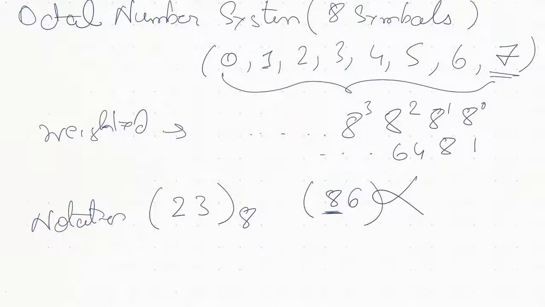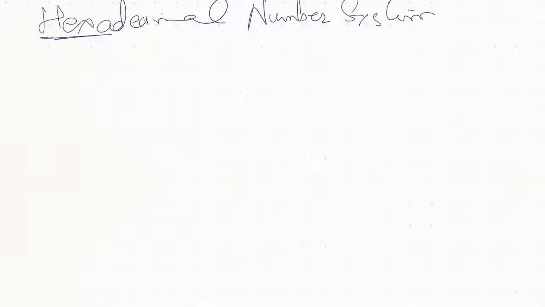So now let's talk about the hexadecimal number system. Now hex means 16, so we have a total of 16 symbols.